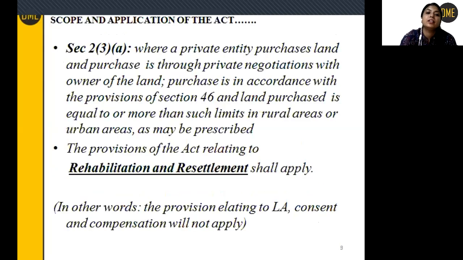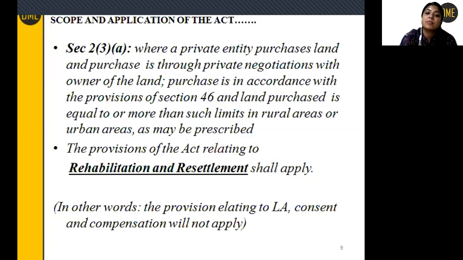So now we'll go towards section 2, subclause 3. It is again further divided into two parts. Part A, where a private entity purchases land, and the purchase is through private negotiations. So directly here, there is non-interference of the state. Here, the private entity is purchasing the land, directly contacting the farmers through private negotiations with the owners of the land, and the purchase is in accordance with the provisions of section 46, and the land purchased is equal to or more than such limits in rural areas or urban areas as may be prescribed by the appropriate government.